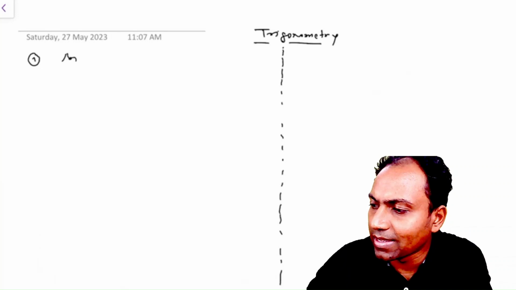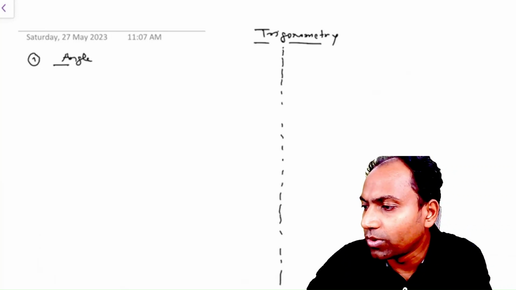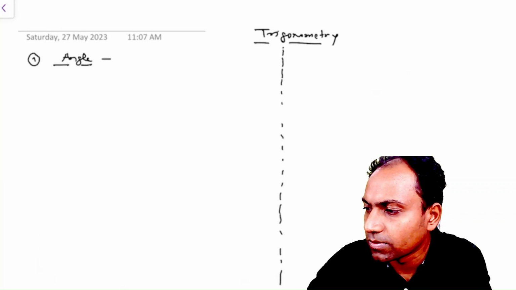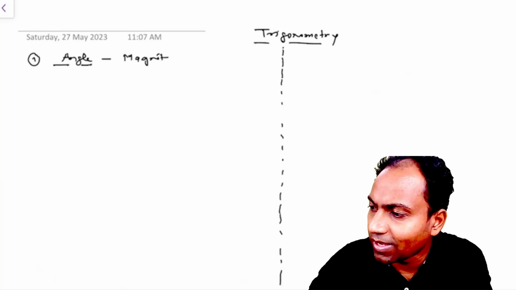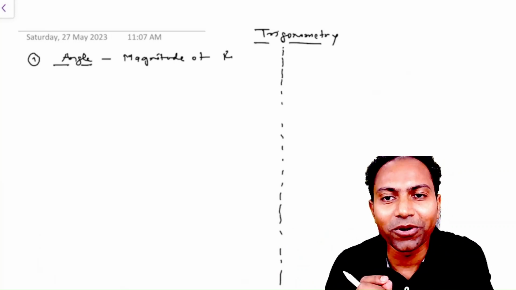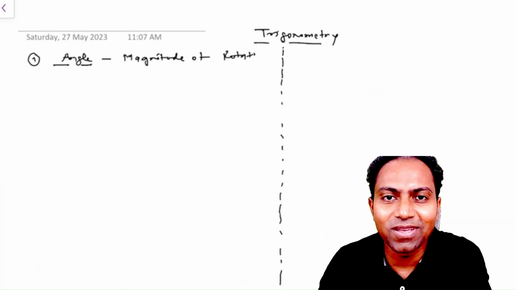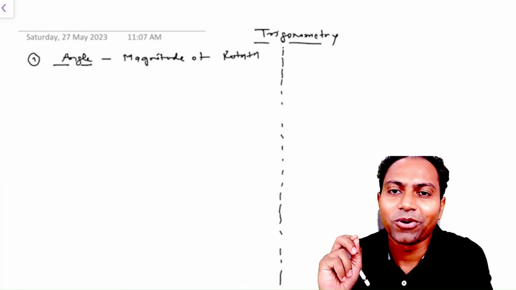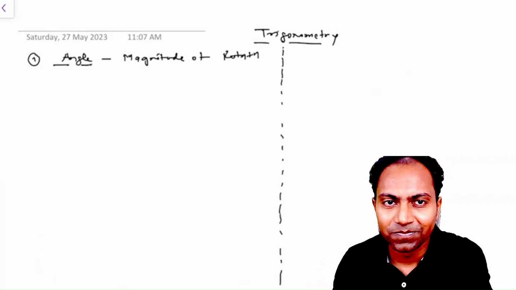In this angle, what you can do is you can put only one thing: magnitude of rotation. So see, we have not written everything. We have just written the keyword, and that is important for describing this idea. So we have written just the idea, magnitude of rotation. We have not put everything down.